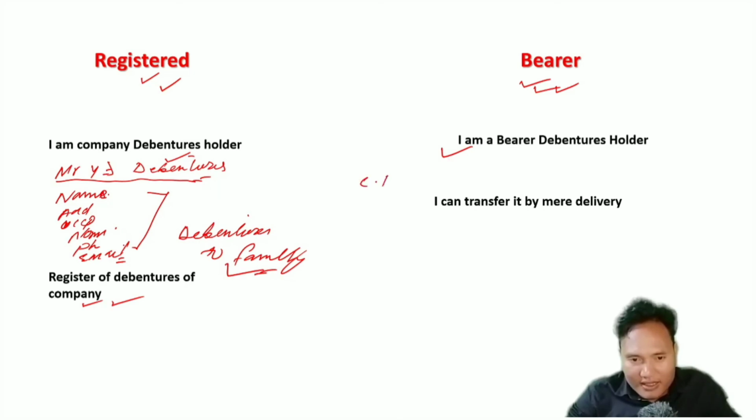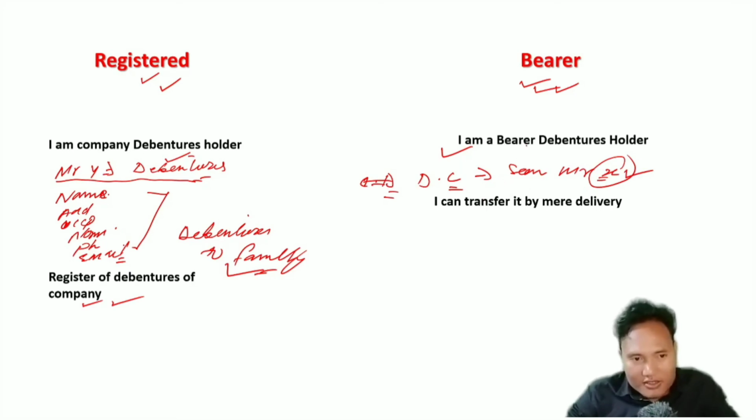Simply, if he delivers his debenture certificate to someone, maybe Mr. X, in that case Mr. X will be considered as a debenture holder. There are no formalities, you just need to transfer your debenture certificate, then the right of the debentures will be transferred to Mr. X, and Mr. X will be considered as a what? Debenture holder.